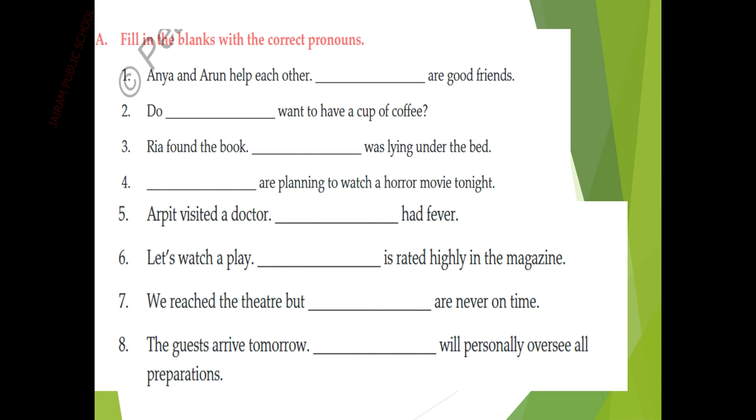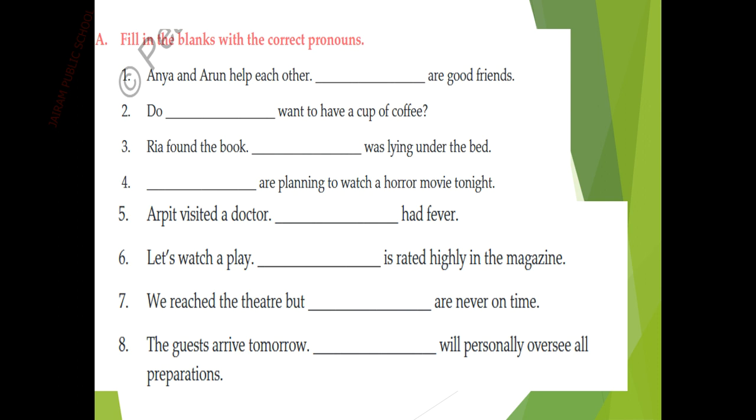Number 7. We reach the theatre, but Dash are never on time. Who are never on time? We or they? Which one is the right answer? Of course, the answer is they. We reach the theatre, but they are never on time.